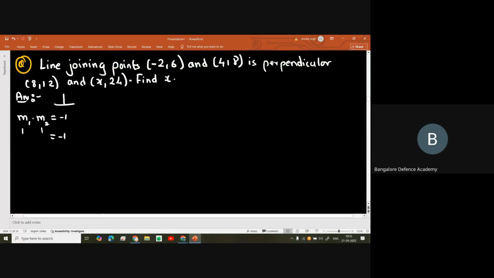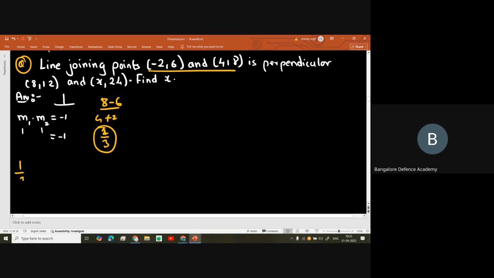Yes, ready? Now to find the slope of, imagine this two, you get 8 minus 6 and 4 plus 2. So how much you get here? This is 2 by 6, that is 1 by 3.